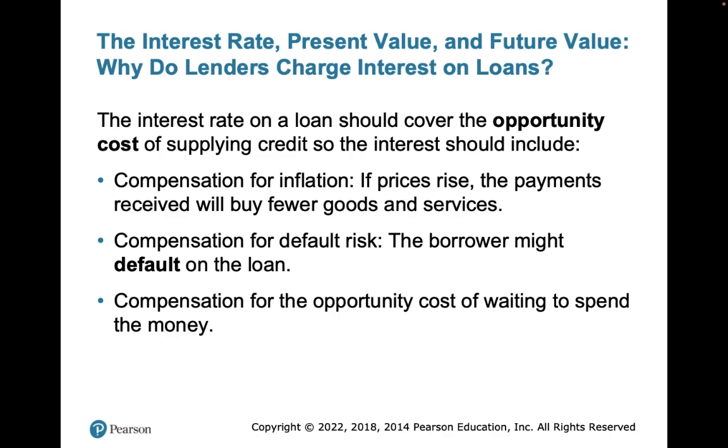Now, on the aspect of compensating for default risk, the borrower might default on the loan. Not everyone knows how to repay their loans. So the interest rate should be able to cover that, in case the person that has the loan is not able to pay back. Then we also have compensation for the opportunity cost of waiting. That wait time period you have to wait, the interest rate should be able to cover for it too.